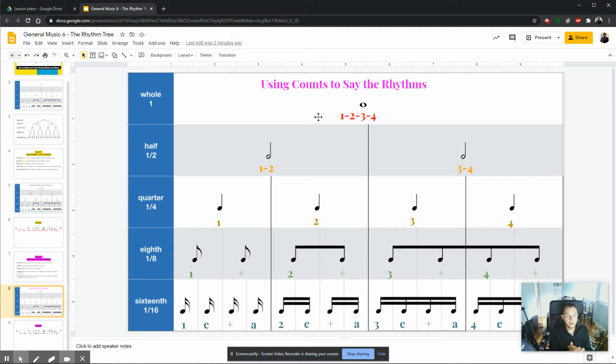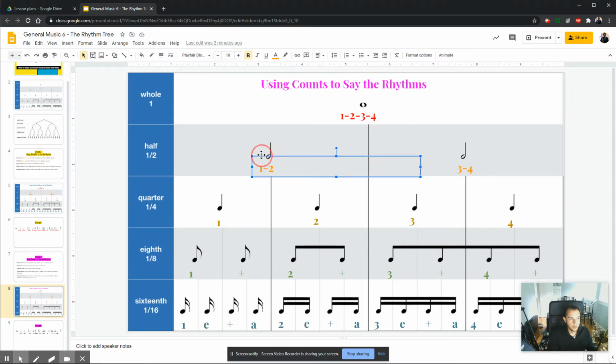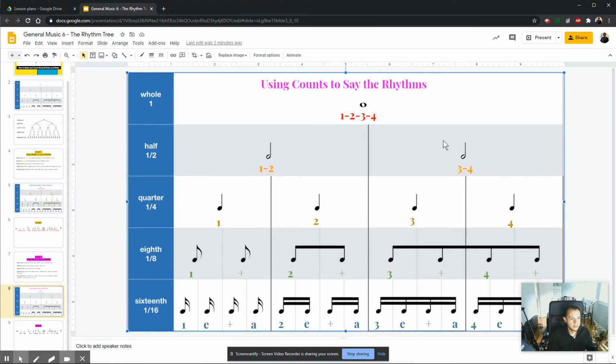If you were clapping the rhythm, which is what I will ask you to do for this assignment, you'll go 1, 2, 3, 4 for a whole note. You will not have any whole notes in this assignment, but if you did, that is how you would count them. For a half note, it would be 1, 2, 3, 4. So in line 2 over here, each of the half notes gets 2 counts: 1, 2, 3, 4, 1, 2, 3, 4.